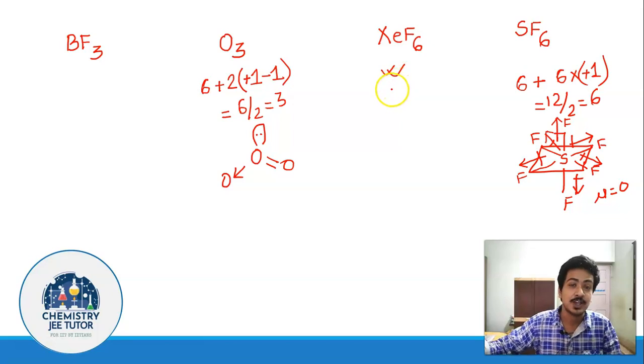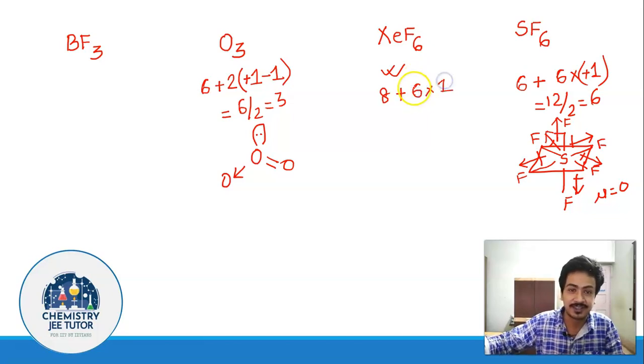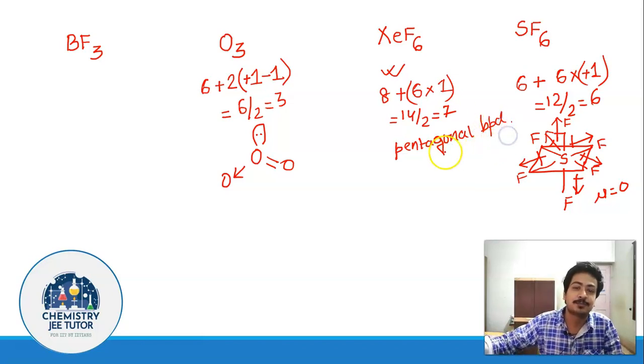Now XeF6. This XeF6 is a very interesting molecule. Let's do the electron count first. Xenon is going to contribute 8, fluorine is a monovalent species, so it is going to contribute +1. 6 into +1 is 6. 8 plus 6 is 14. 14 by 2 is 7. So 7 means pentagonal bipyramidal structure. So we expect the pentagonal bipyramidal structure for XeF6.